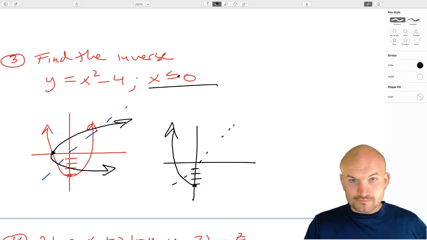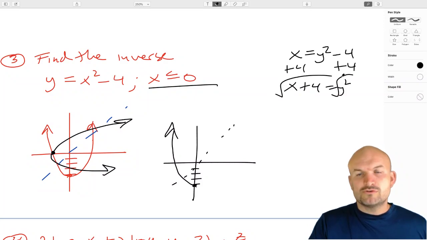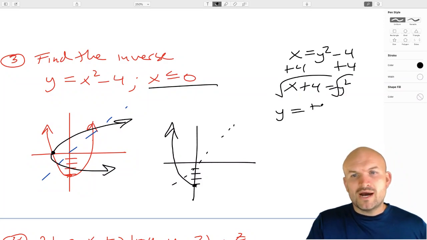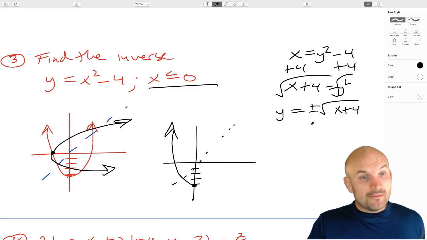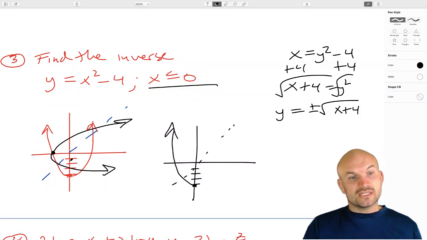So if I want to find the inverse, all I'm simply going to do is swap the x and the y variable. Okay, and now we're going to solve for y. So I'll add a 4. So I have x plus 4 equals y squared. Then we'll do a square root on both sides. And then remember, when you introduce the square root, we have y equals plus or minus the square root of x plus 4. Now that's a problem though again, right? So that is x plus 4 under the radical. So that's going to be shifting it to the left 4 units.